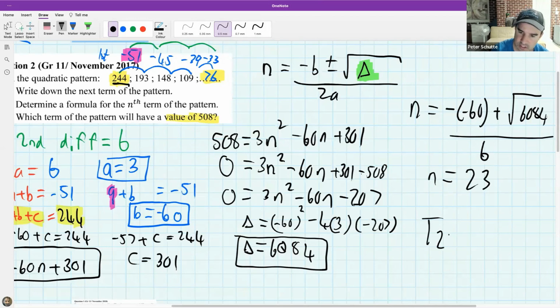So T23 equals 508. Question is, why is it minus 4?